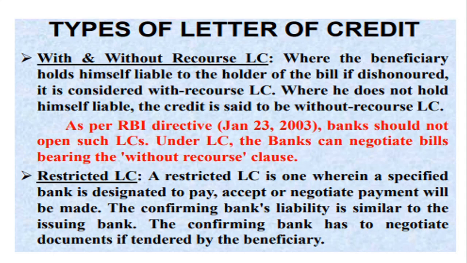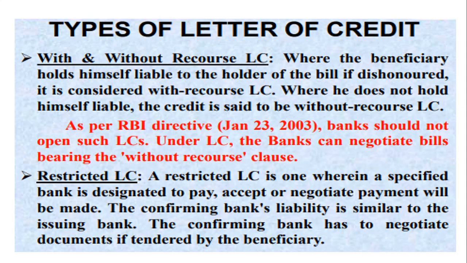Now, a restricted LC is one where a specified bank is designated to pay, accept or negotiate, and payment will be made through it. Here we are restricting certain conditions, like the bank name being very particular. If instead of this bank, some other bank comes forward, there may be a conflict and hence payment will not be made. So restricted LC means you have to come through a particular channel only.